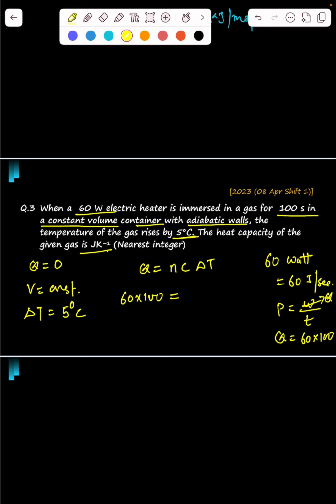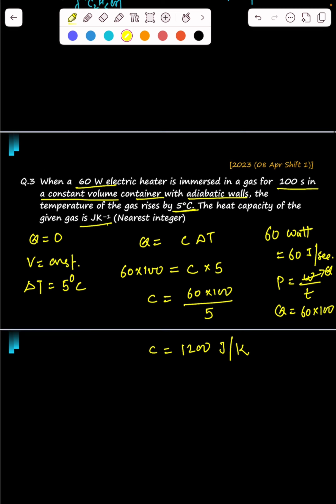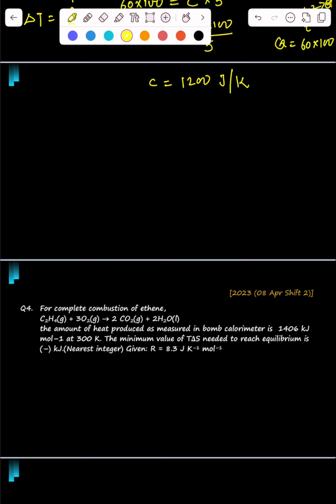If heat capacity is there, then there is no term for the moles, so we can remove it. C निकालना है, डेल्टा टी का वैल्यू कितना दिया? 5 डिग्री सेल्सियस. तो केल्विन में चेंज करने की ज़रूरत नहीं है क्योंकि केल्विन का डिफरेंस और डिग्री सेल्सियस का डिफरेंस एक ही होता है. तो C आ गया हमारे पास 60 into 100 by 5. So on calculation you will get 1200 joules per Kelvin. That is the answer, right? So let's move to the next question.